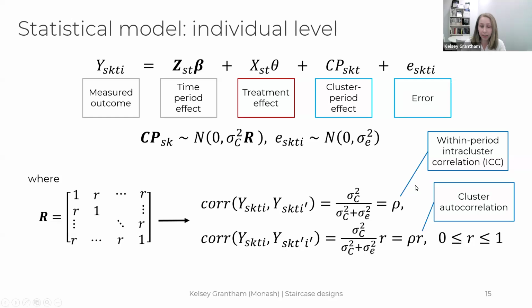The within period intercluster correlation, or within period ICC, is given here by rho, and represents the correlation between different participants' outcomes measured in the same period. And the cluster autocorrelation, given by R, represents the proportionate decay in correlation when we go from within period to between period comparisons. If R were equal to 1, then all participants' outcomes in a cluster would be assumed to be equally correlated. But for values of R between 0 and 1, we would get that step down in correlation when we go from within period to between period comparisons.